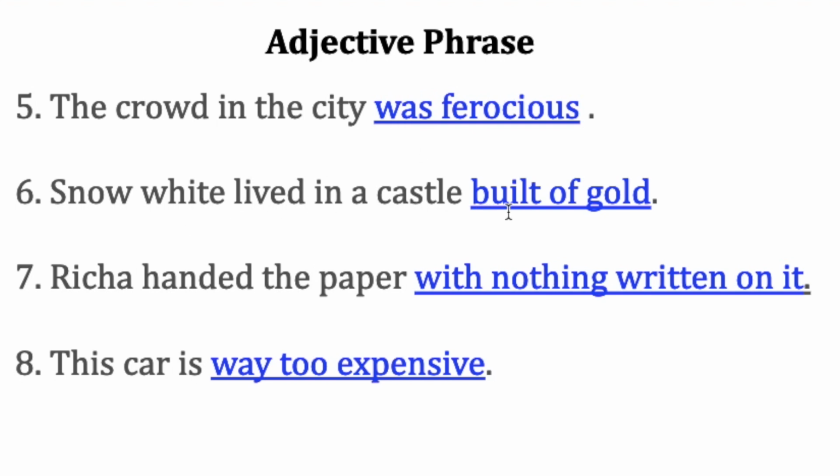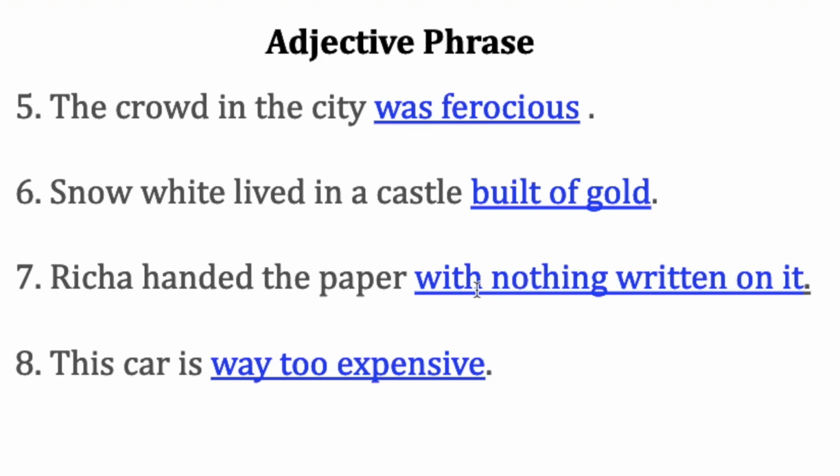Snow White lived in a castle built of gold. Snow White lived in a castle, and what sort of castle was that? Built of gold. So built of gold, adjective phrase. Richard handed the paper with nothing written on it. Richard gave the paper, a blank paper. Blank paper means a paper with nothing written on it. So Richard handed the paper, what sort of paper? With nothing written on it. This becomes the adjective phrase.